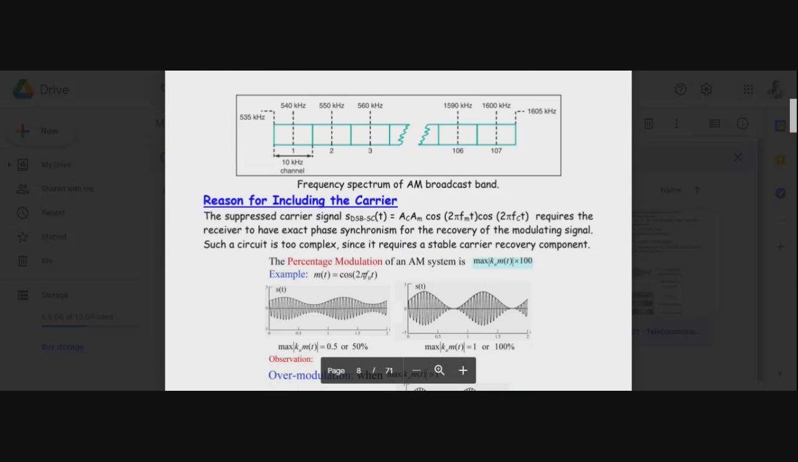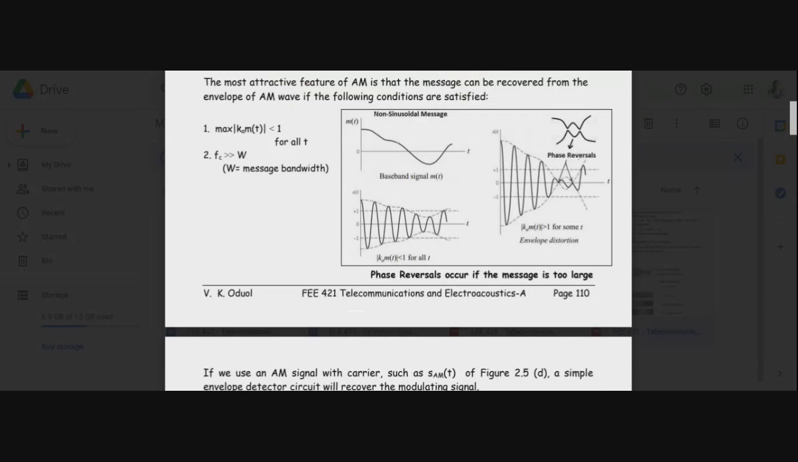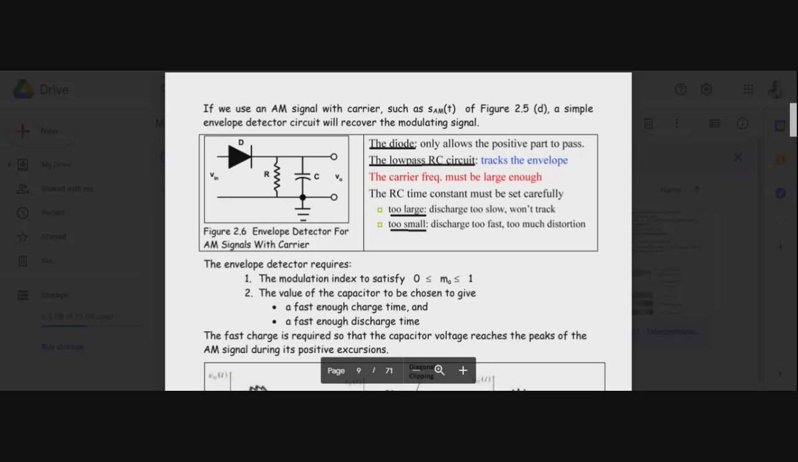Now I think we got here. I've not played back my previous videos, but I think we got to this point where we're trying to justify the reason for including the carrier in an amplitude modulated signal. And I'll go down, and then I'll come back to this. The reason why we want to include the carrier is the excuse to use this circuit.